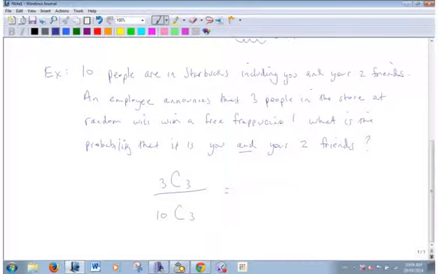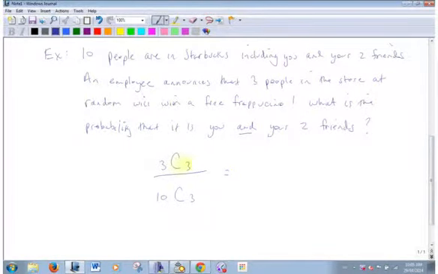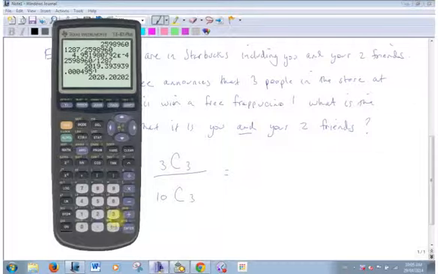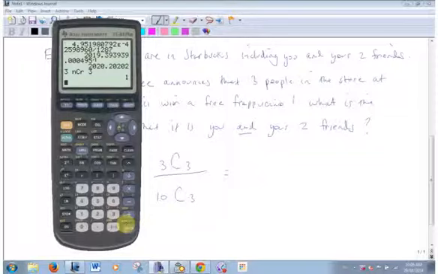Kind of make sense? Okay, if not, well, follow it, because you're going to see an example just like it. Okay, what is 3 choose 3? 1. Good.